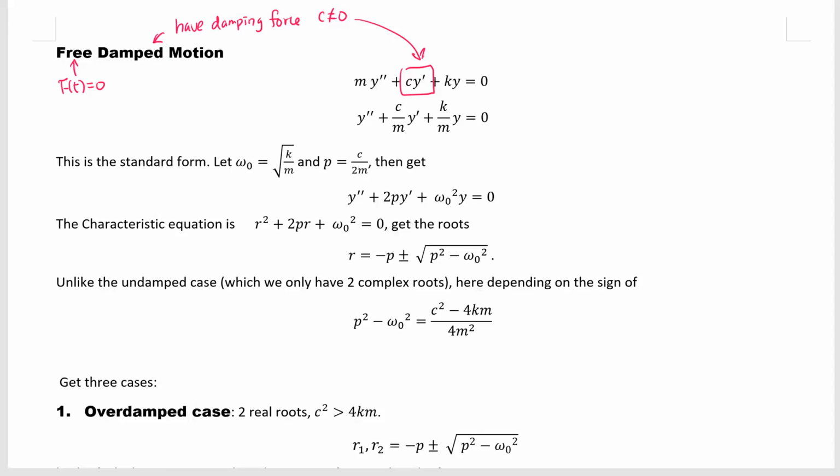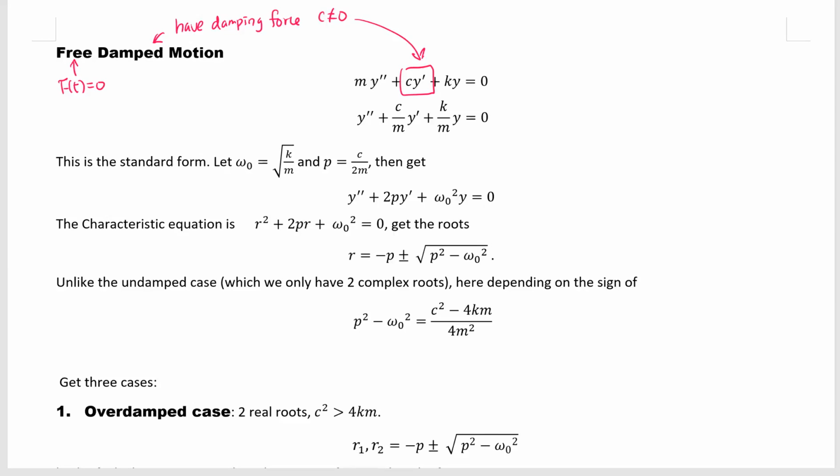So we're going to divide both sides by m. Then we have y prime prime plus c over m times y prime plus k over m times y equal to 0.